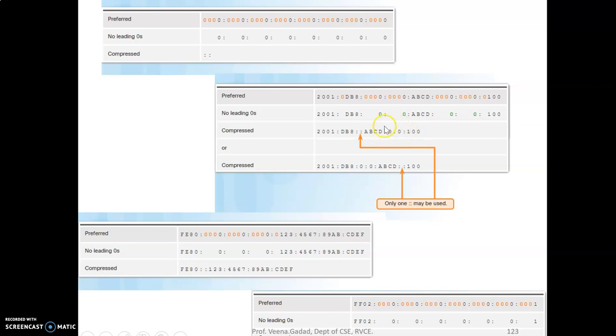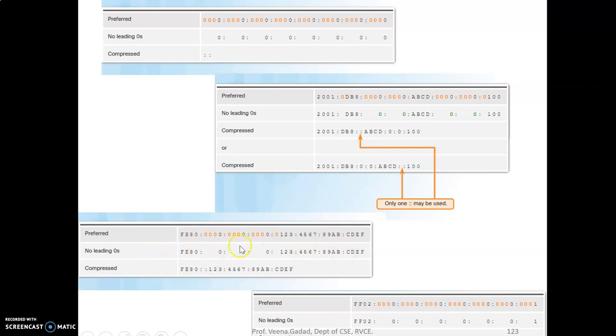You have to observe one thing over here. I cannot represent this with colon colon now because as per the rule, you can use it only once. You can either use it here or you can use it here. You can have this as a compressed form or you can have this as a compressed form. So here it becomes 2001 DB8 0 colon 0 colon ABCD, and I make use of colon colon here, 100. Clear? Now what if I have 3 consecutive zeros? Here also the same thing.